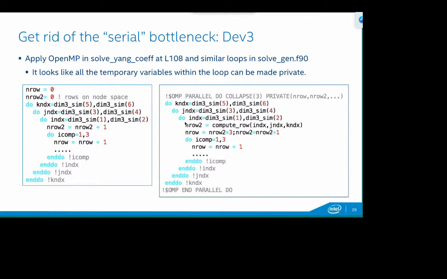And of course, we have to be careful about the private clause in this case, because it turned out N-roll and N-roll 2 are incremented inside of the loop. That means, do we need a lock, do we need an atomic? But no, because by construction, that index is a computable property within the parallel region.